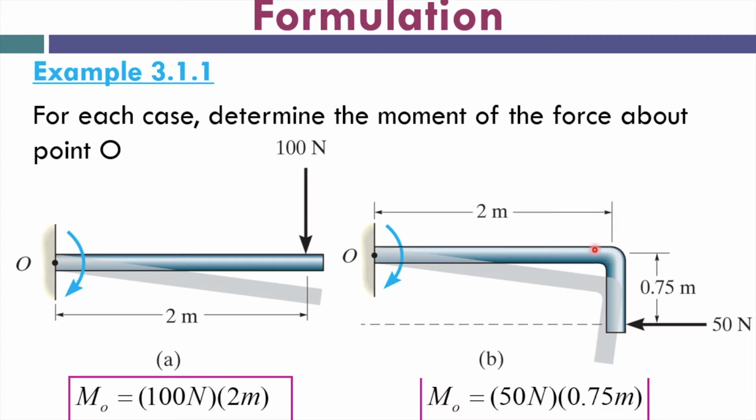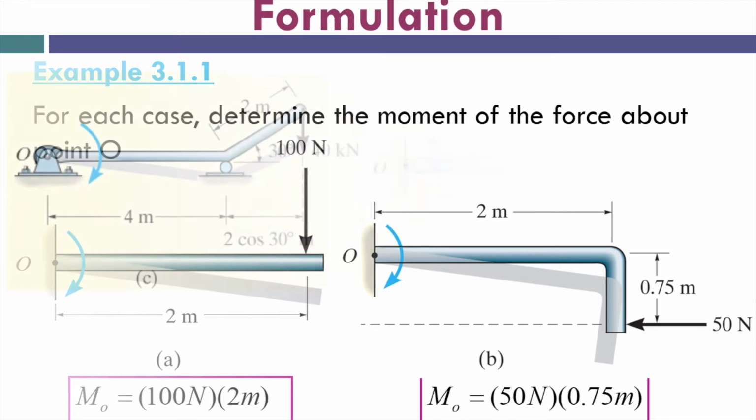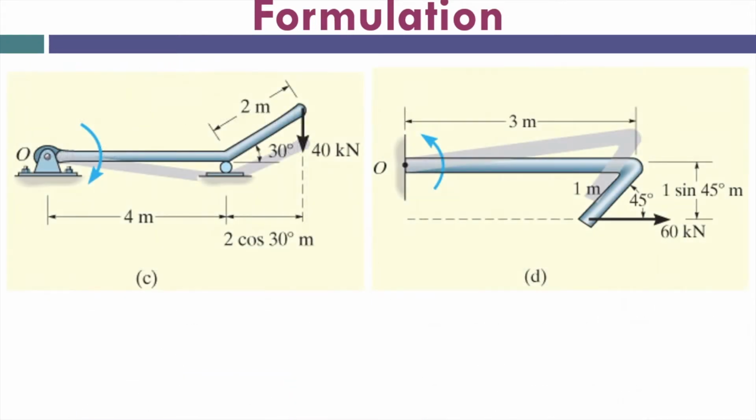Okay, let's say if the force is being applied here, like in this case, then we will take this 2 meter. But in this case, the 15 Newton is being applied here, we just take 0.75 meter. So when we compute, we get 37.5 Newton meter. This is also in the same clockwise direction. Okay, so again another calculation.